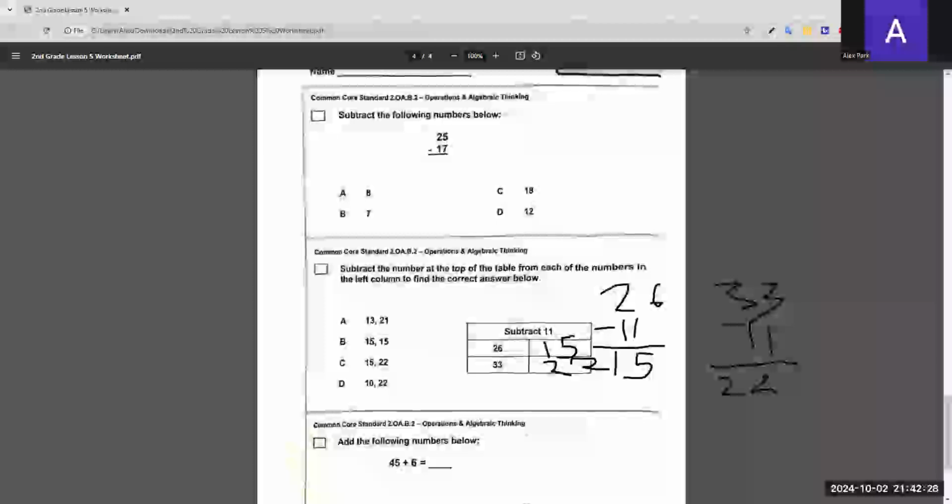Add the following numbers below. 45 plus 6. 5 plus 6 is 11, but we can't just write 11 like this. We write 1, and then for the tens, we carry it over to the 4. So that would be 4 plus 1 would be 5. 45 plus 6 is 51. And that's all we're going to do for today.